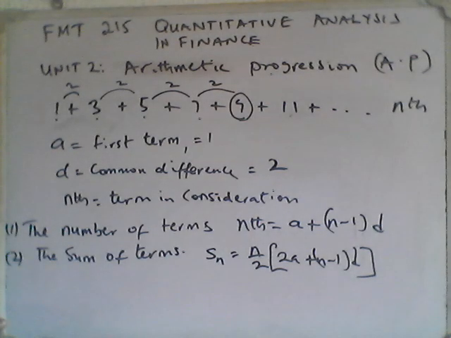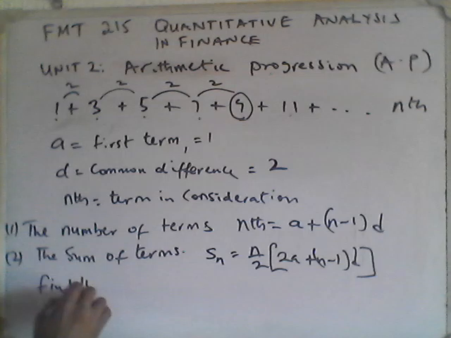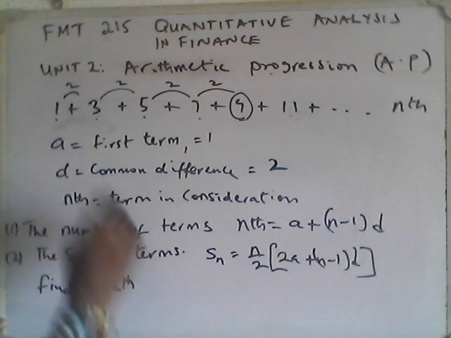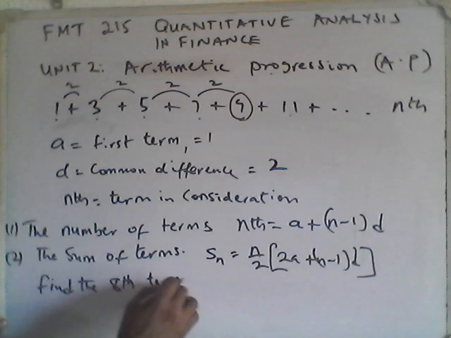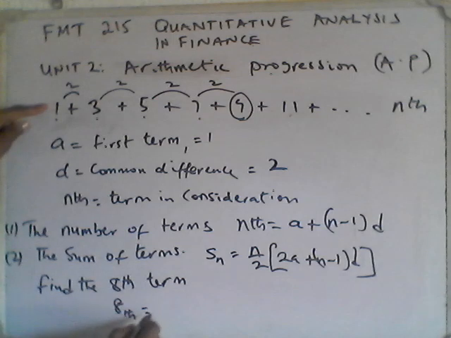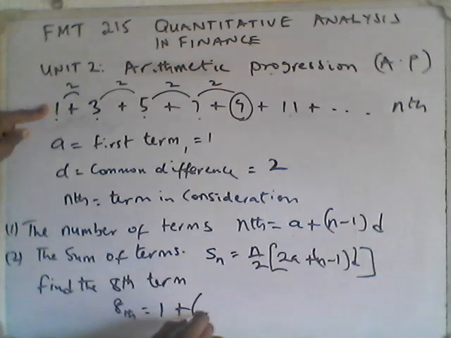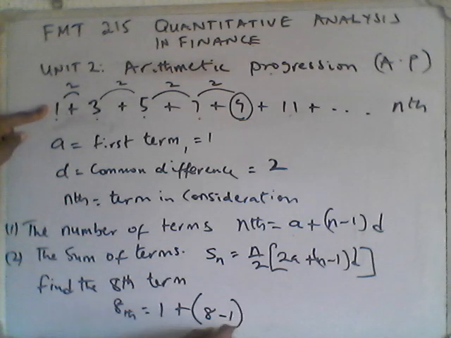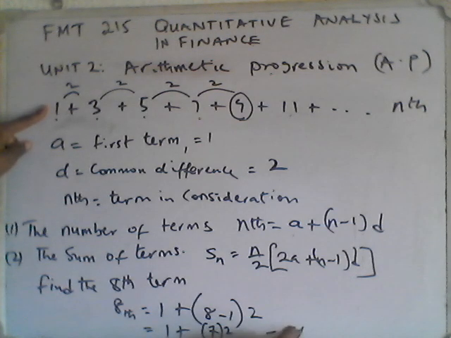If I'm told to find the eighth term of this series, I'll say that the eighth term is equal to A, which is 1, plus open bracket, n, in this case 8 because we're looking for the eighth term, minus 1. Then D is the difference. The difference is already 2, so we can prove that. We can go ahead and say 1 plus (8 minus 1), which is 7, so I have 7 here times 2. 7 times 2 is 14, and 14 plus 1 is 15. So the eighth term is 15.